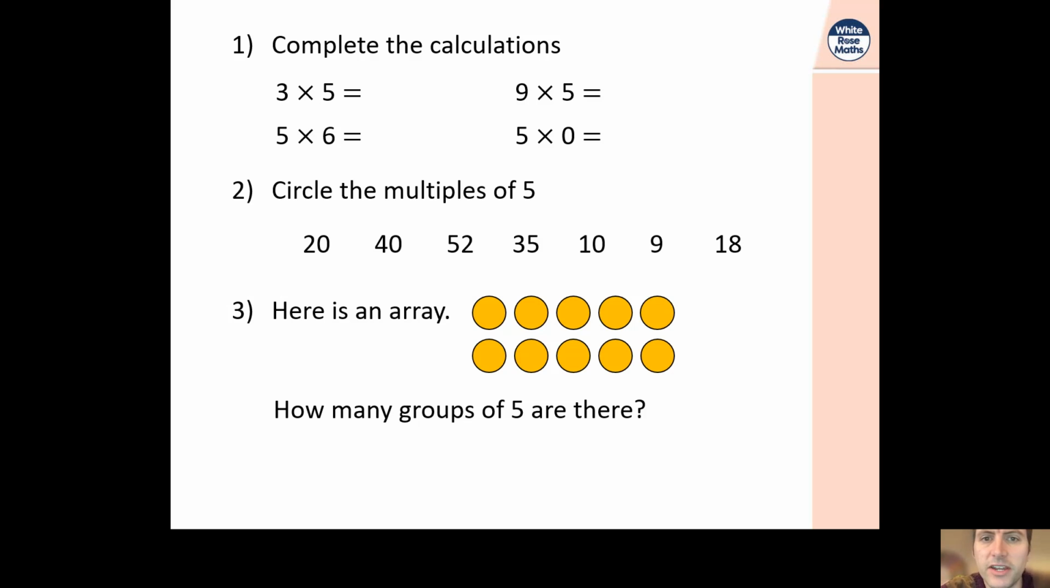We've got 3 different types of question here, similar presentation to yesterday's questions with the 2s. First, our number sentences, where we complete 3 times 5, 5 times 6, 9 multiplied by 5, and 5 lots of 0. After that, we circle the numbers for number 2 which are multiples, in the 5 times table, and see if you see any patterns within those. The third challenge is to look at those orange dots, which are an array, and see how many different groups of 5 there are. So pause the video and have a go at those 3 tasks, please.